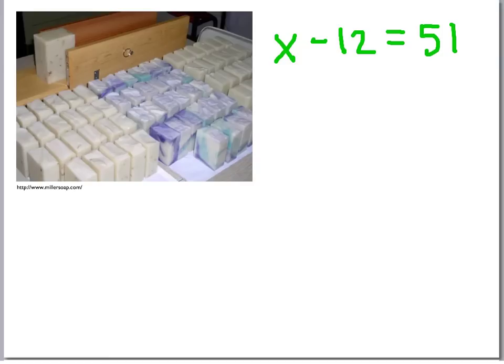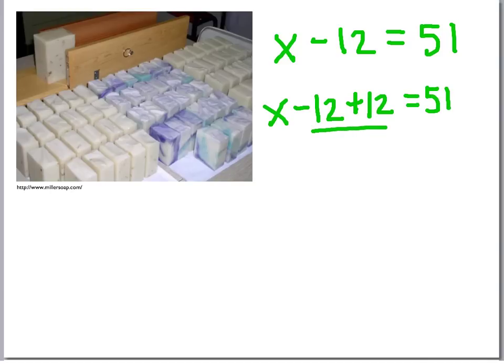We're going to add 12. So we have X minus 12 plus 12. And that's going to get rid of that. Equals 51. And whatever we did over here, we have to do over here. So add the 12 there. That cancels out. We're left just with X. X equals 51 plus 12. That's going to get us 63. He had 63 samples of soap.